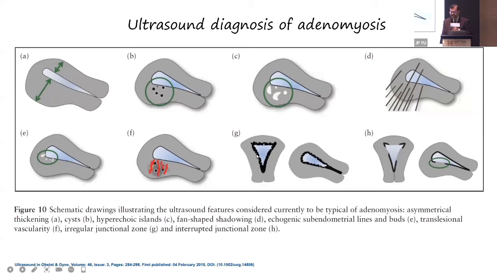But there are many other things in an ultrasound diagnosis of adenomyosis. You could see small cysts inside that area. You can see lakes, and fan-like lesions. You can see defects in the junctional zone, some blood vessels here, and defects and interruption of the junctional zone. So this is how people describe adenomyosis on ultrasound.